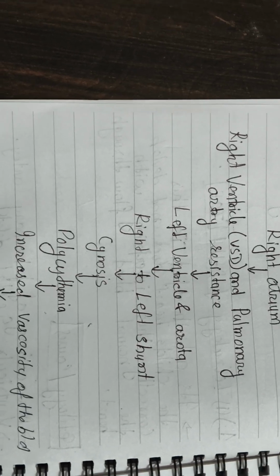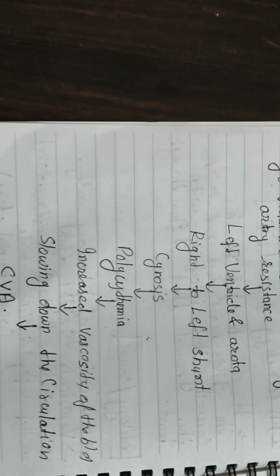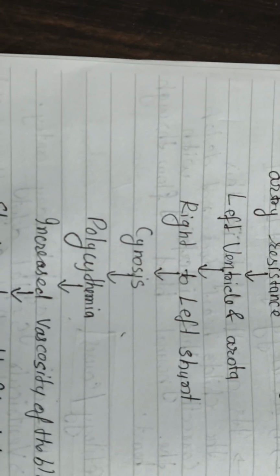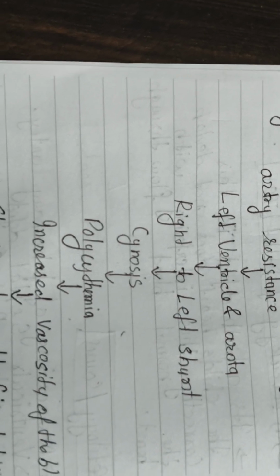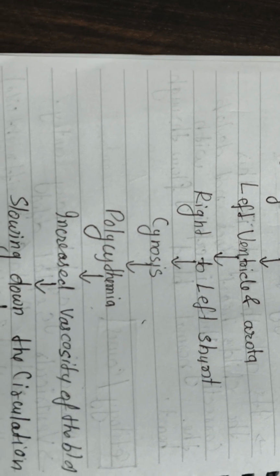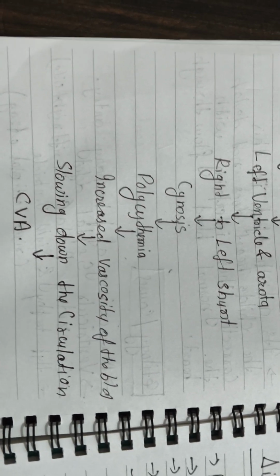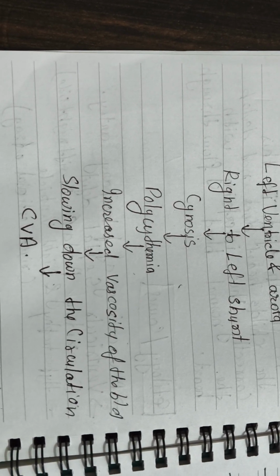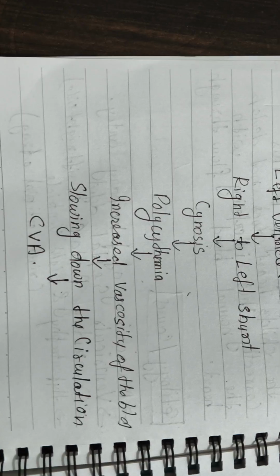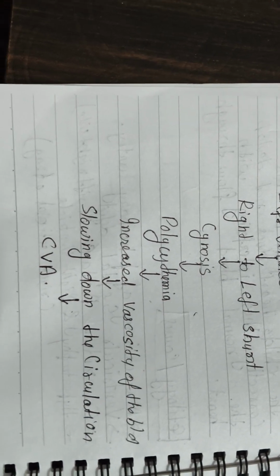Then it will lead to cyanosis. Cyanosis is a condition with bluish discoloration of the mucous membrane and skin. Polycythemia will happen, which increases the viscosity of the blood, then slows down the circulation, and that leads to CVA, cerebrovascular accident.